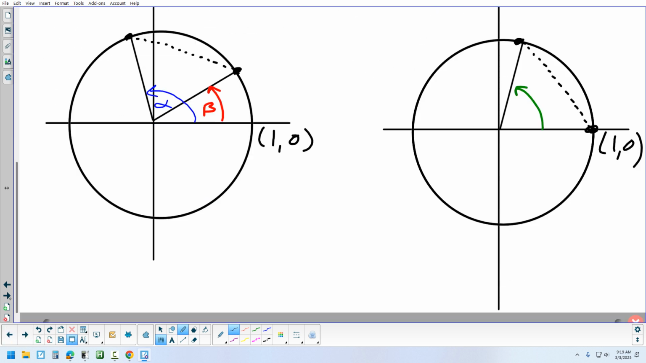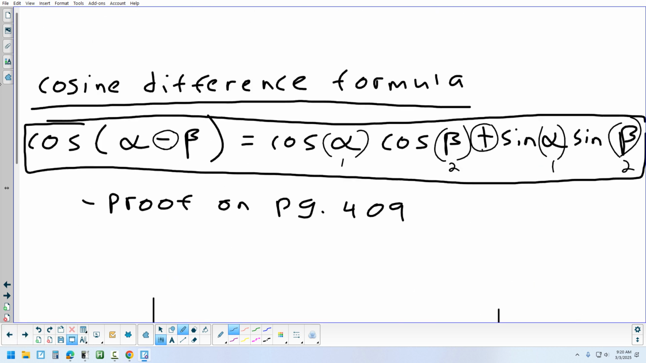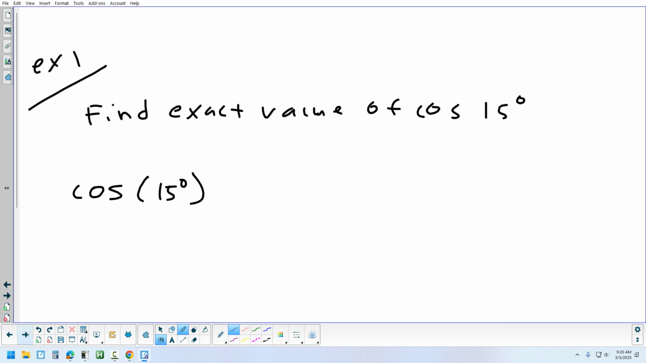Okay, so you can do proofs, identities, like we were doing in the last section, but I want to start out just doing something numeric. I want to find the exact cosine of 15 degrees. And notice I said exact. So that means I don't want any decimals. When you're done, you're going to have square roots most likely in your answer.